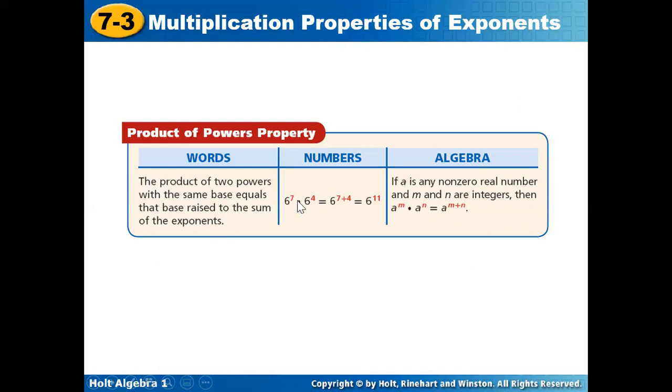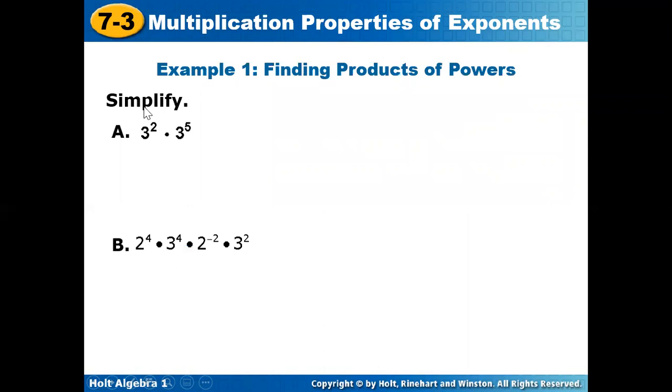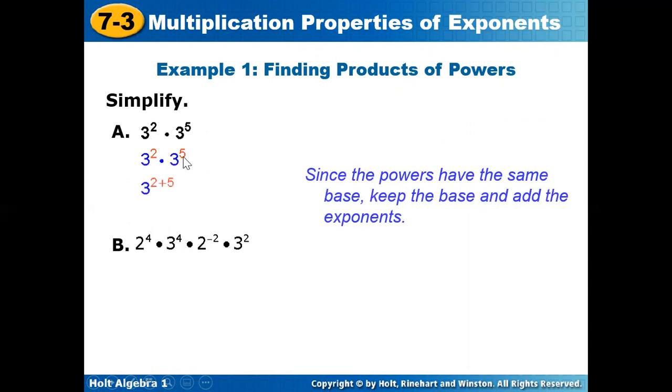Product of two powers, right? With the same base, it's just the sum of the exponents. Just the sum of the exponents, right? So here we're just looking at, got the same base, add your exponents, add your powers.